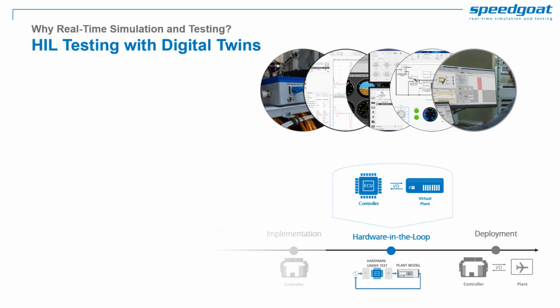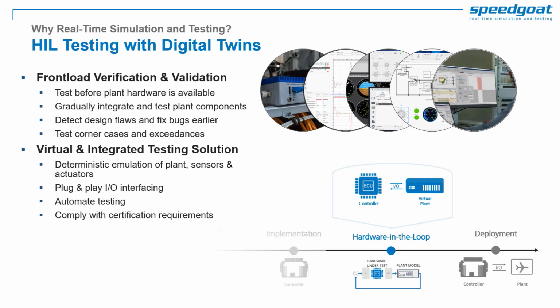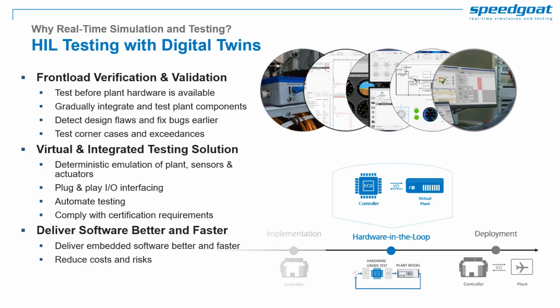What are the benefits of HIL testing? Using HIL testing, you can test before all components of your project are available. You can fix bugs earlier, and corner cases and exceedances can be simulated without damaging the actual hardware. Further components can gradually be integrated. Virtual integration and testing solutions can be leveraged, such as deterministic emulation of plant sensors and actuators. You can use plug-and-play interfacing and leverage the benefits of test automation. To summarize, you can deliver better and faster using embedded software, while reducing costs and risks.